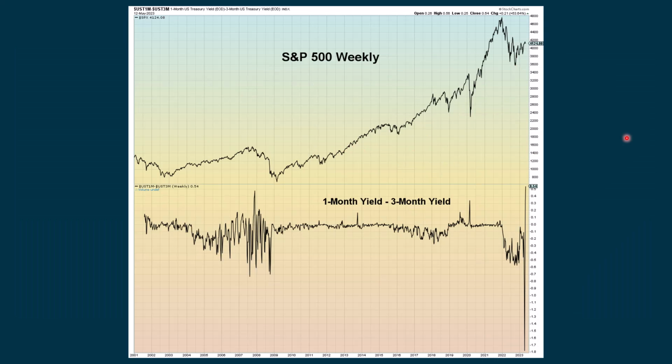Then we also look at a weekly chart of taking the 1 month yield and then subtracting the 3 month yield. It had gone down really, really far. That was an extreme negative reading. Well, now we've popped back up to getting a real extreme positive reading. So there's a lot of volatility that's happening in the short-term yield markets.